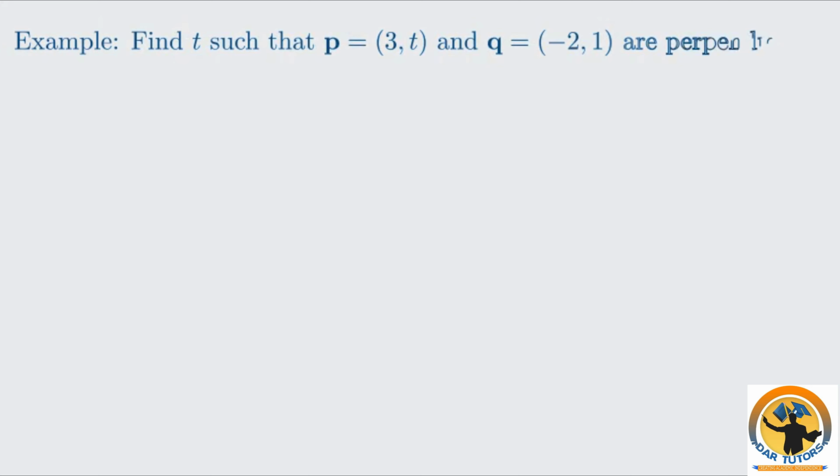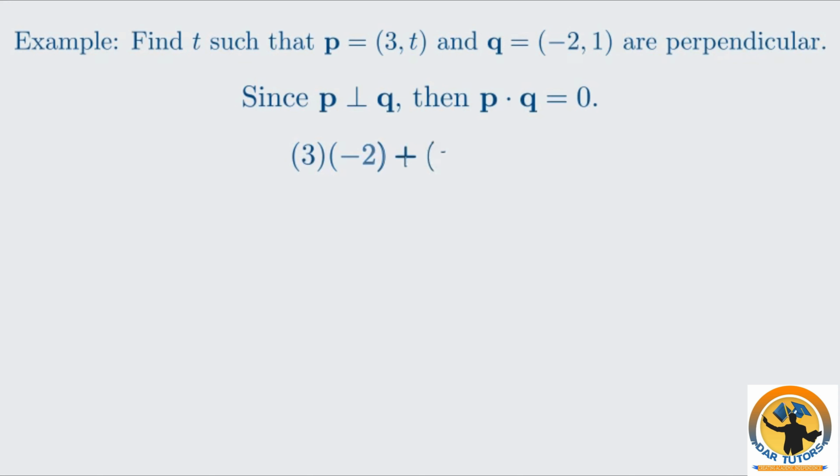Let's use this condition to solve a problem. We need to find the value of t such that the vectors p equals (3, t) and q equals (-2, 1) are perpendicular. Since the vectors are perpendicular, their scalar product must be 0. So p dot q equals 0. Calculating the scalar product, we get 3 times -2 plus t times 1, which must equal 0. This gives us -6 plus t equals 0. Solving for t, we find that t must be 6. So, when t is 6, the vectors are perpendicular.